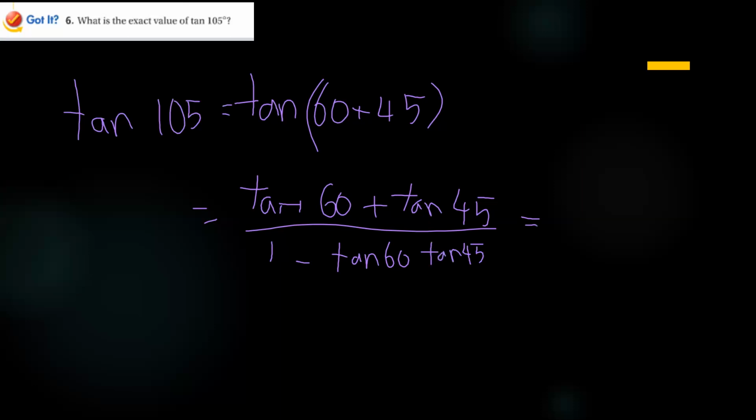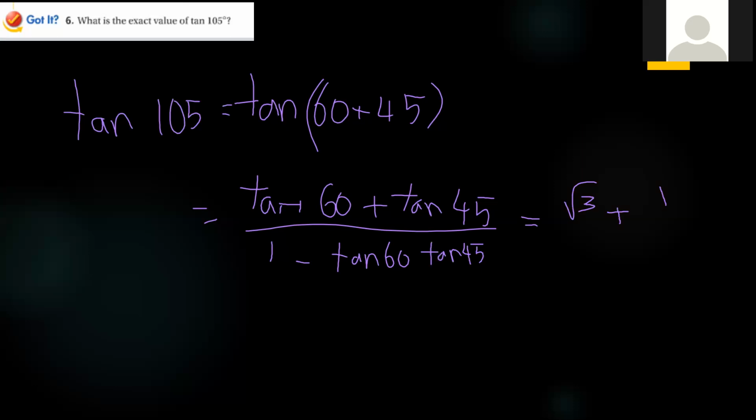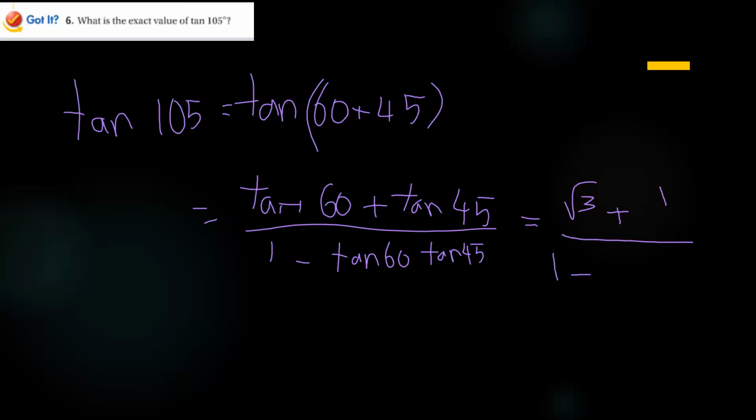Now tan of 60 is square root of 3, and tan of 45 is 1. So the answer will be square root of 3 plus 1 over 1 minus square root of 3. Is it clear?